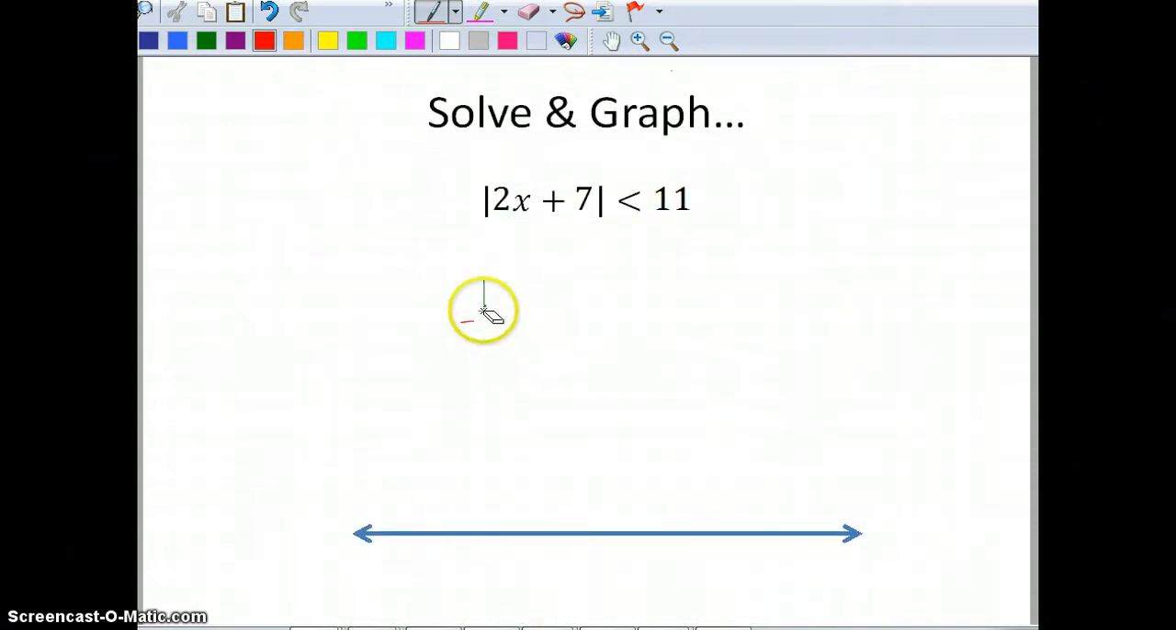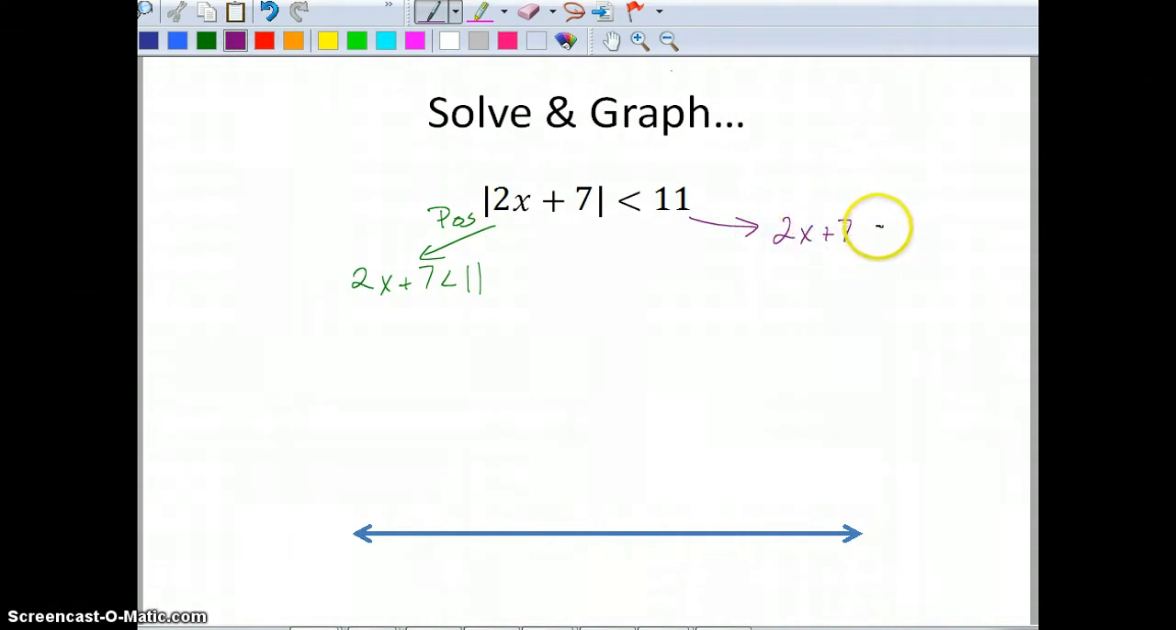Okay, let's solve and graph. The absolute value of 2x plus 7 is less than 11. Once again, we have the same possibilities. 2x plus 7 could be positive. So I would have 2x plus 7 is less than 11. Or what's inside these absolute value bars could be negative. So I have 2x plus 7. Remember, change the direction of your inequality and then the opposite value, so negative 11.